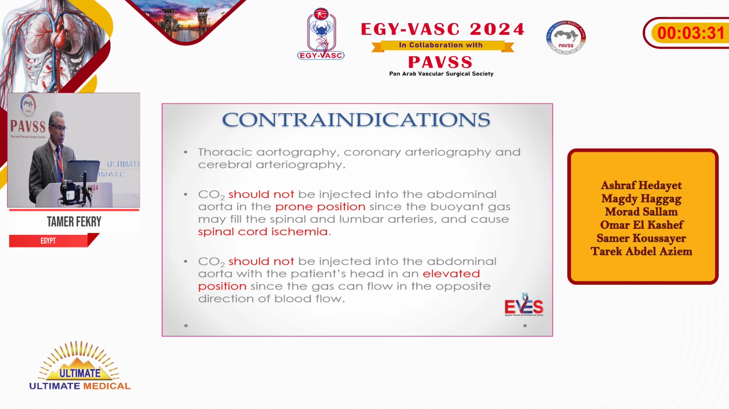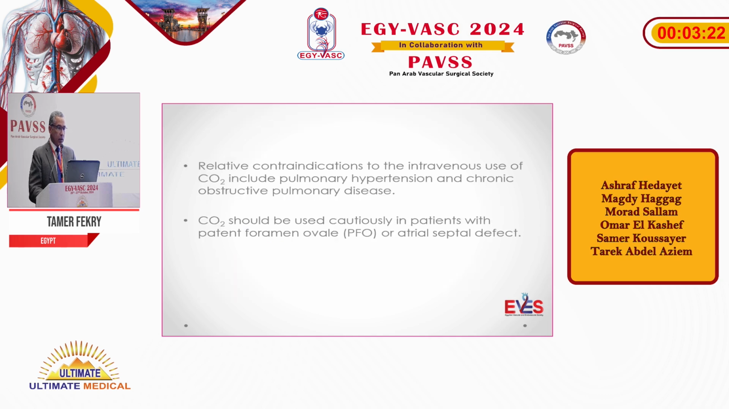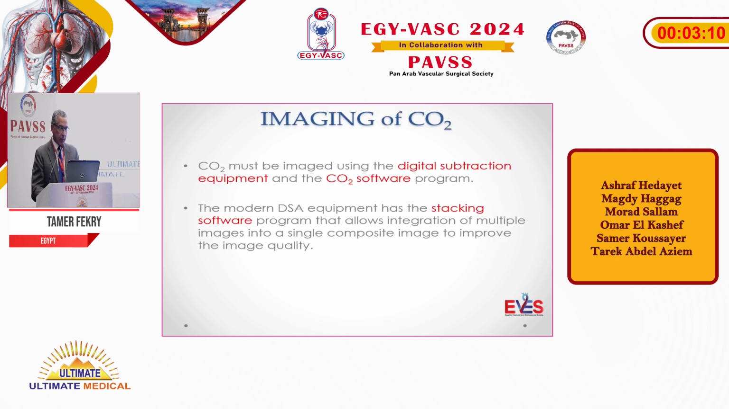CO2 shouldn't be injected into the abdominal aorta with the patient's head in an elevated position because it can go up as well. Relative contraindications include pulmonary hypertension and chronic obstructive pulmonary disease. CO2 should be used continuously in patients with patent foramen, cautiously in patients with foramen ovale or atrial septal defect.